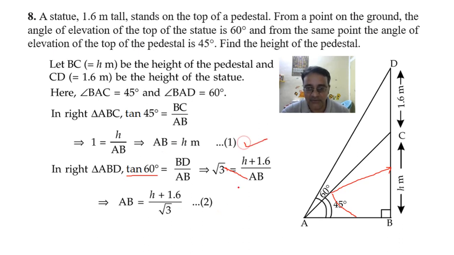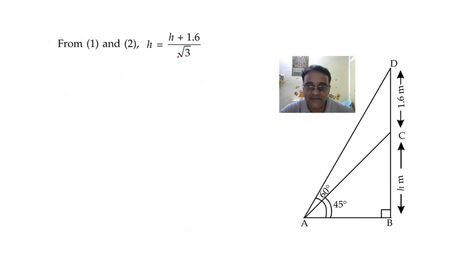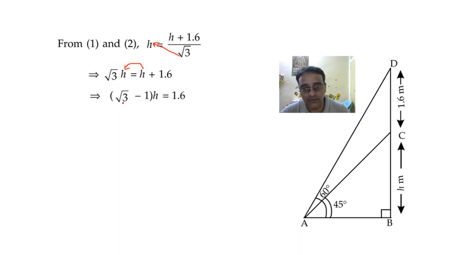So from equation 1 and 2, we are going to take the RHS, because the LHS of both is the same. So h is equal to h plus 1.6 upon root 3. Okay. So next step, cross multiply here, so it becomes root 3h. Then shift h to this side, -h. Then if we take h common, it becomes root 3 minus 1 into h. Then this comes down. So h is equal to 1.6 upon root 3 minus 1.